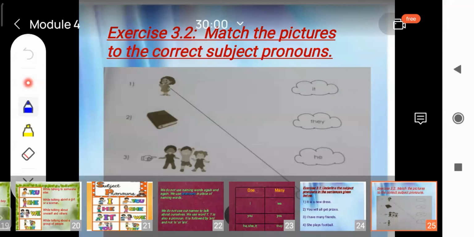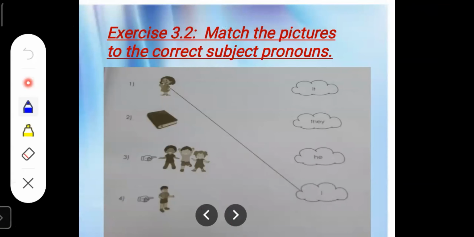Match the pictures to the correct subject pronouns. Here some pictures are given. We have to match them to the correct subject pronouns. Okay. First one is already done. You can see a girl. A girl is talking about herself. So it is matched to I.